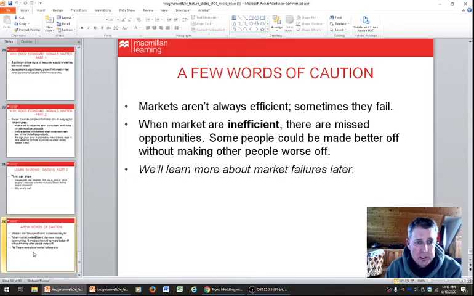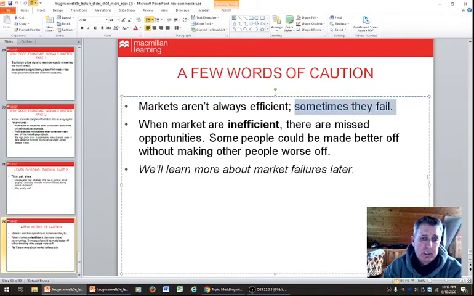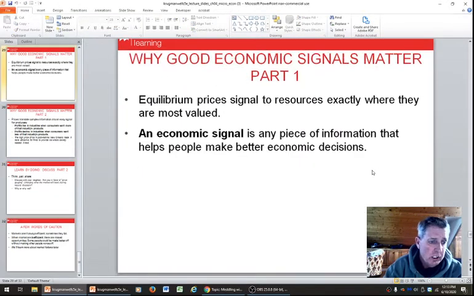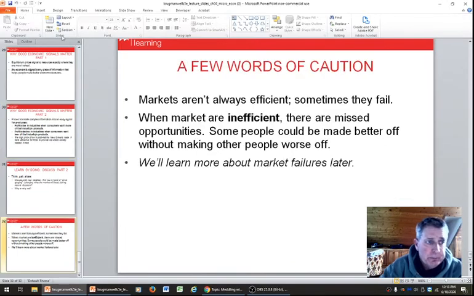Markets aren't always efficient. Sometimes they fail. I don't think so. Not completely. When markets are inefficient, they are missed opportunities. Some people could be made better off without making other people's worse off. We'll learn about market failures later from Mr. Krugman and Dr. Wells. They find market failures everywhere. I disagree. So that is chapter 4.